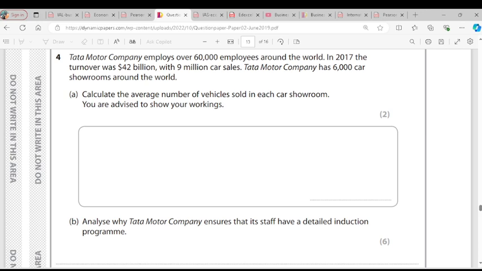So Tata Motor has 9 million cars. Please check the case study. Yes, it has 9 million cars and 6,000 showrooms. So it means 9 million cars divided by 6,000 showrooms. So it is 1,500. Do you get it? So the average number of vehicles sold is 1,500. Is it clear? So we'll go to question B.